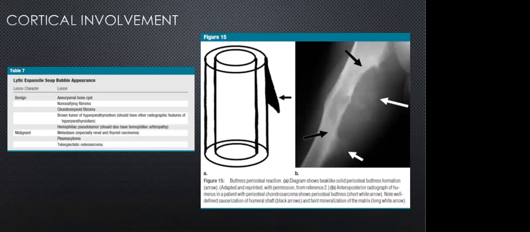Cortical involvement. The cortex may be affected by processes that originate in the medullary canal or the periosteum or surrounding soft tissue. Depending on the aggressiveness of the lesion, the ballooning cortex may have normal thickness or be thin. The ballooning cortex gives rise to the categories of expansile and soap bubble lesions. In the picture at the right, we can see a buttress periosteal reaction. Anterior posterior radiograph of the humerus in a patient with periosteal chondrosarcoma shows a periosteal buttress at the short white arrow and saucerization of the humeral shaft.